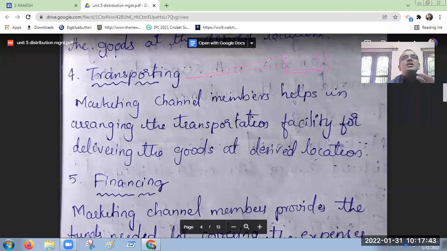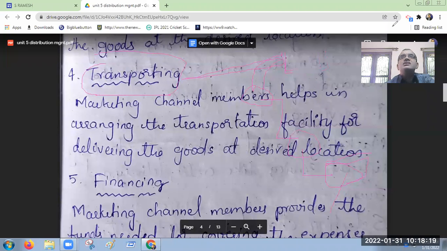Means immediately he will transfer the goods to the agent. The agent, bearing the expenses of transportation, will shift the goods to the wholesaler. The wholesaler will collect some money from the retailer, and he will bear the transport expenses based on the terms and conditions between wholesaler and retailer, and the goods will be transported to the retailer, and from the retailer ultimately to the customer or the consumer. So transportation work is performed by channels of distribution.